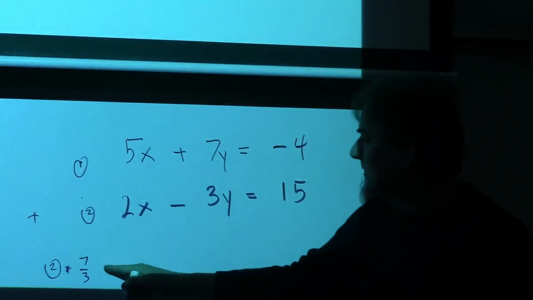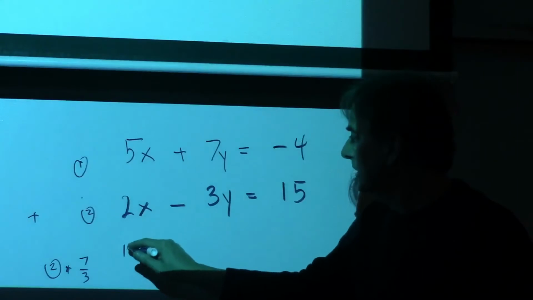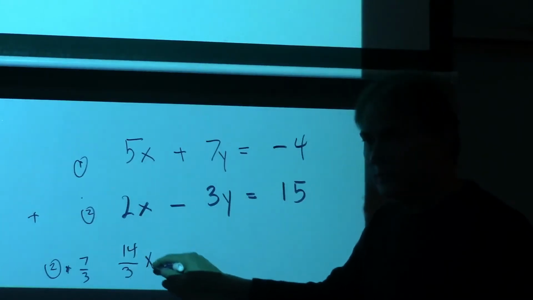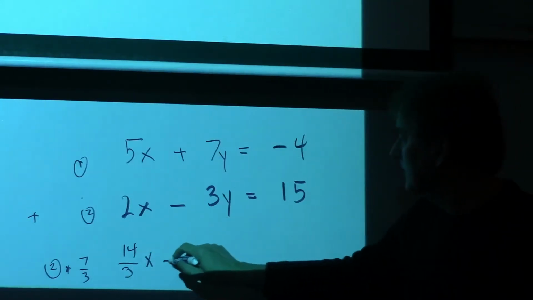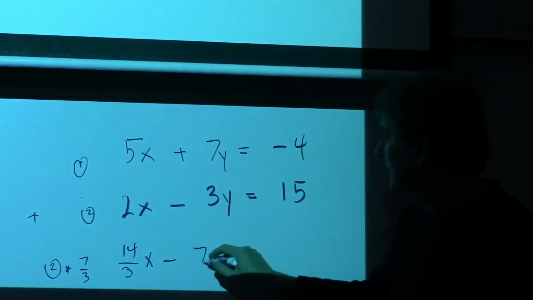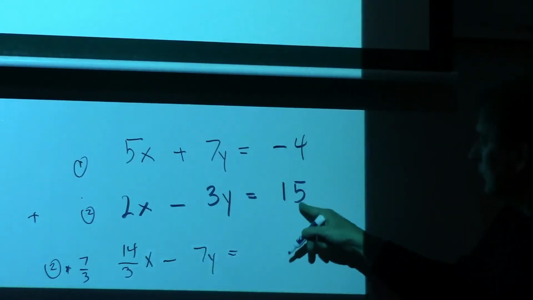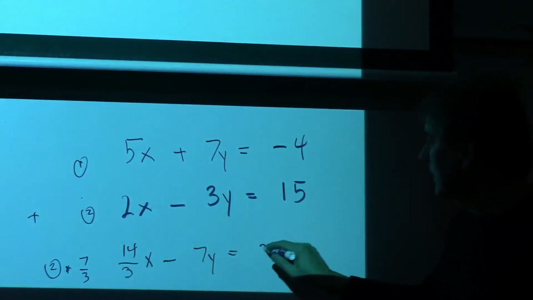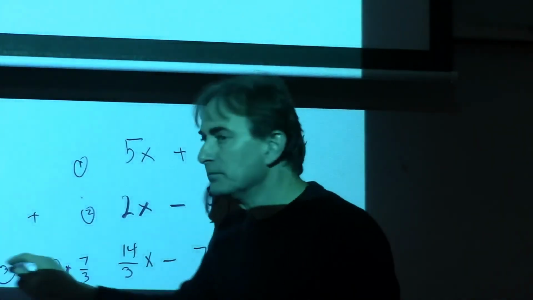So, what is 7/3 times 2? 14 over 3, x. What is 7/3 times 3? There's a minus here. 7. Minus 7y. And what is 7/3 times 15? Well, 15 over 3 is 5, so it's going to be 5 times 7, so 35. So now we have equation number 3, right?